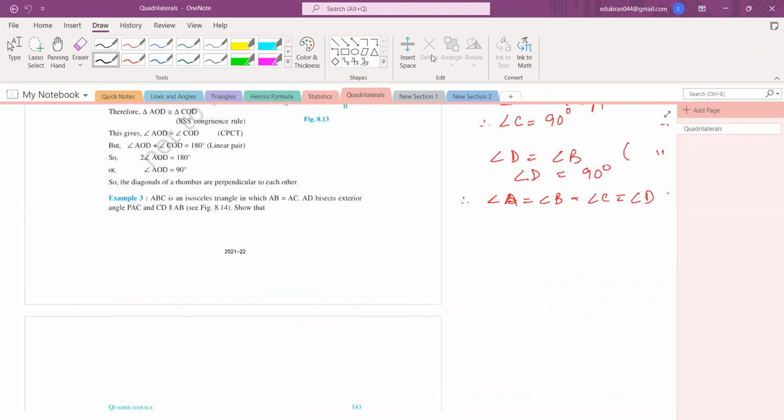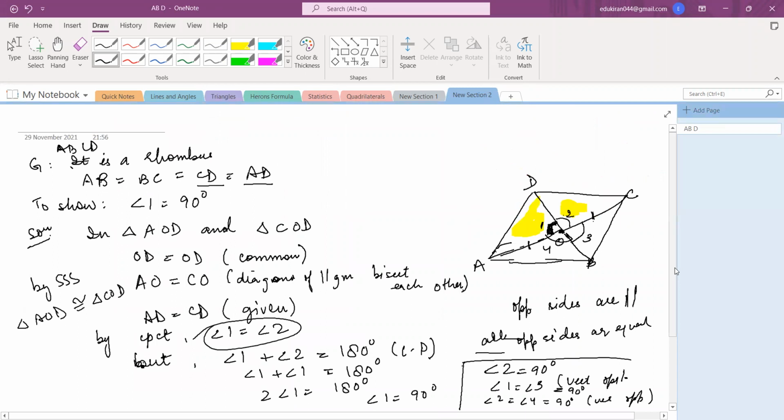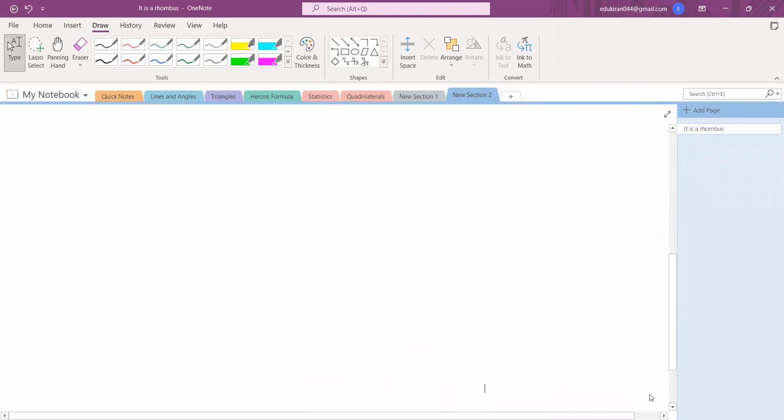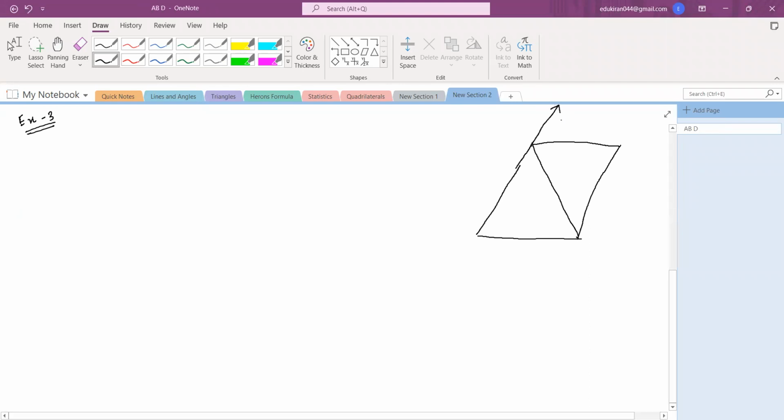Okay. Let me use a different page here to solve it. So we are doing example number 3. Let me draw the figure quickly. The figure is like this. You have an isosceles triangle, and this line has been extended. So this is your P, A, B, C, and D. Okay. So what is given to you, that ABC is an isosceles triangle. So therefore AB is equal to AC, it is given.